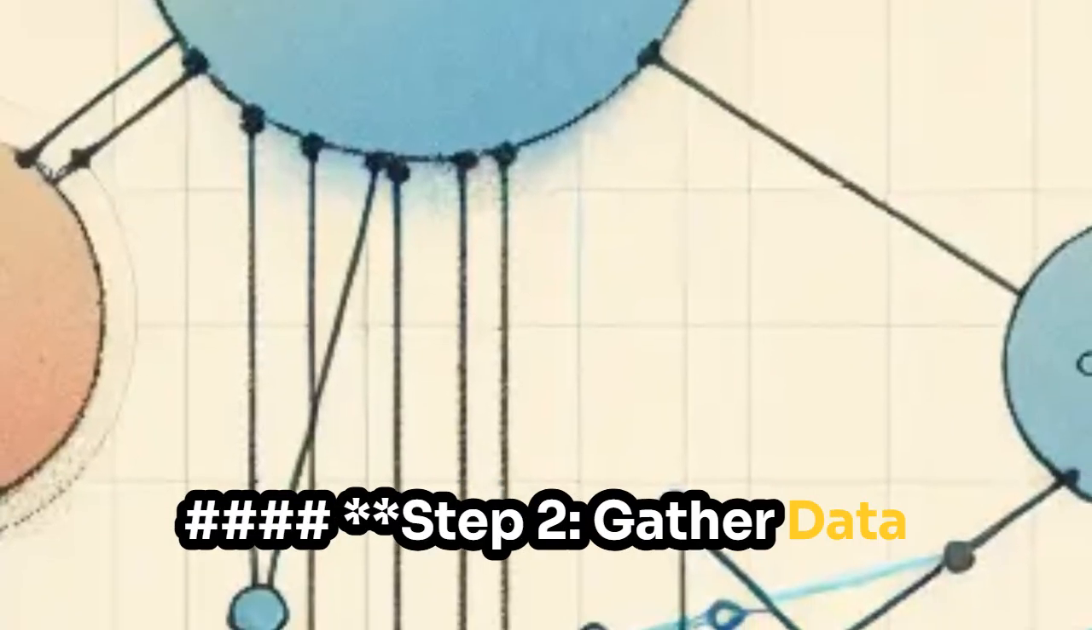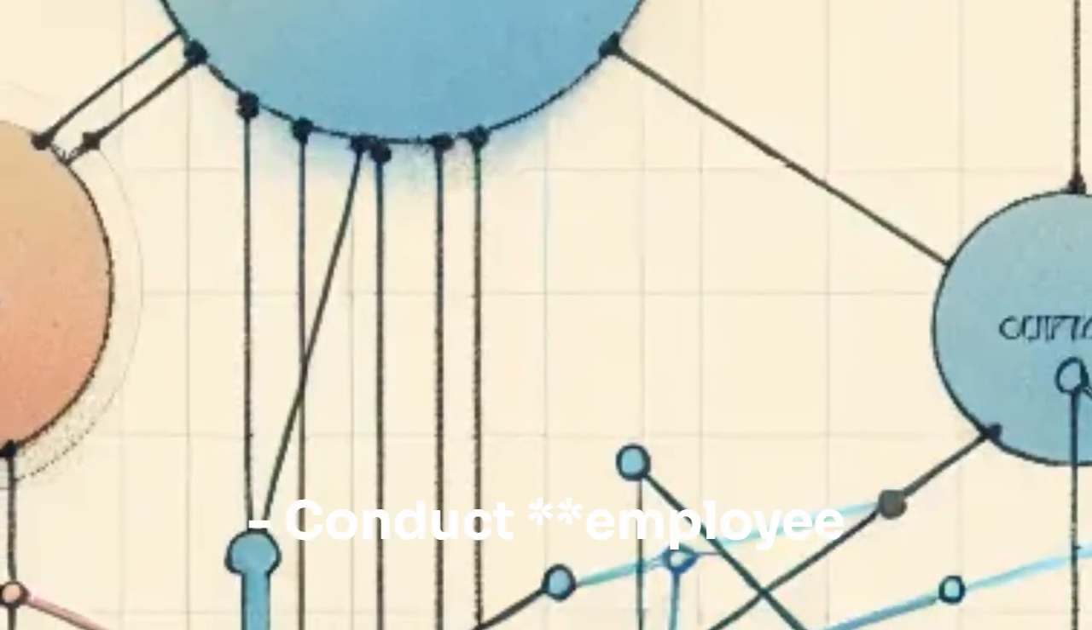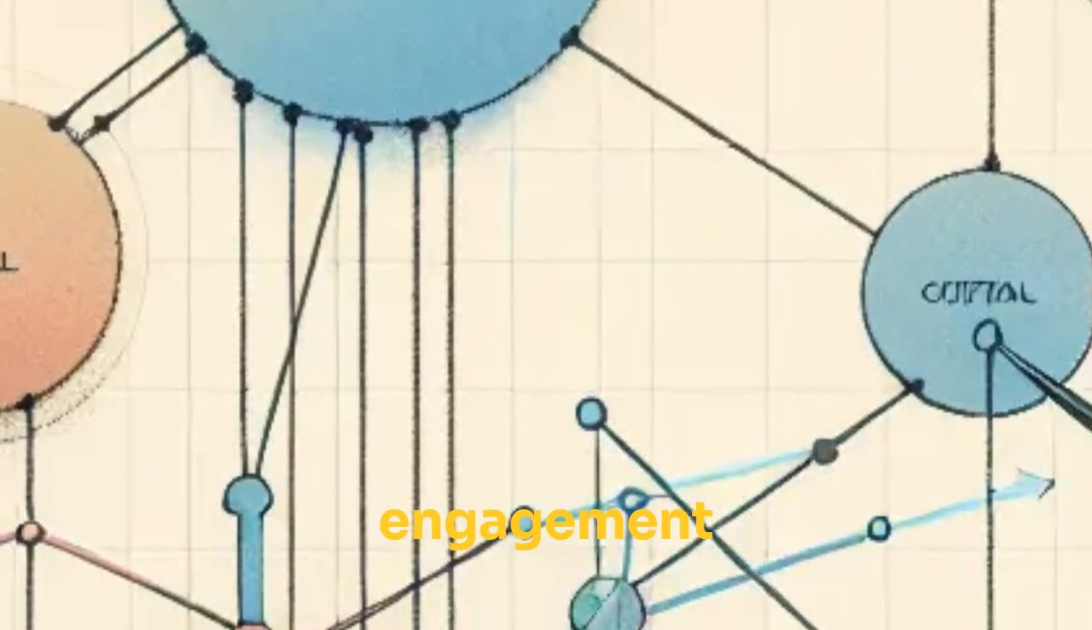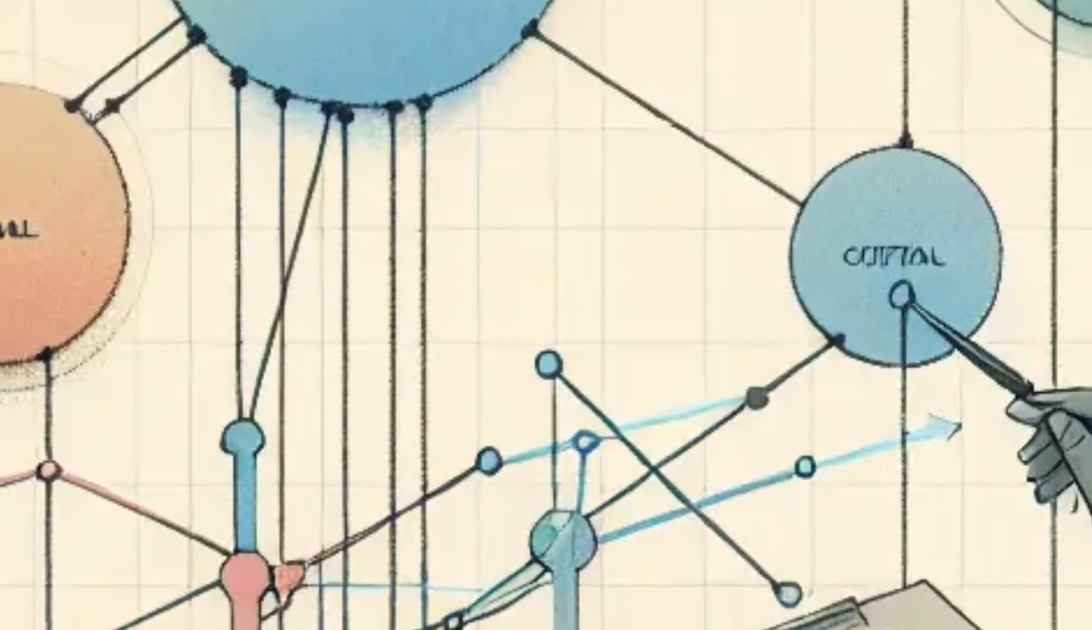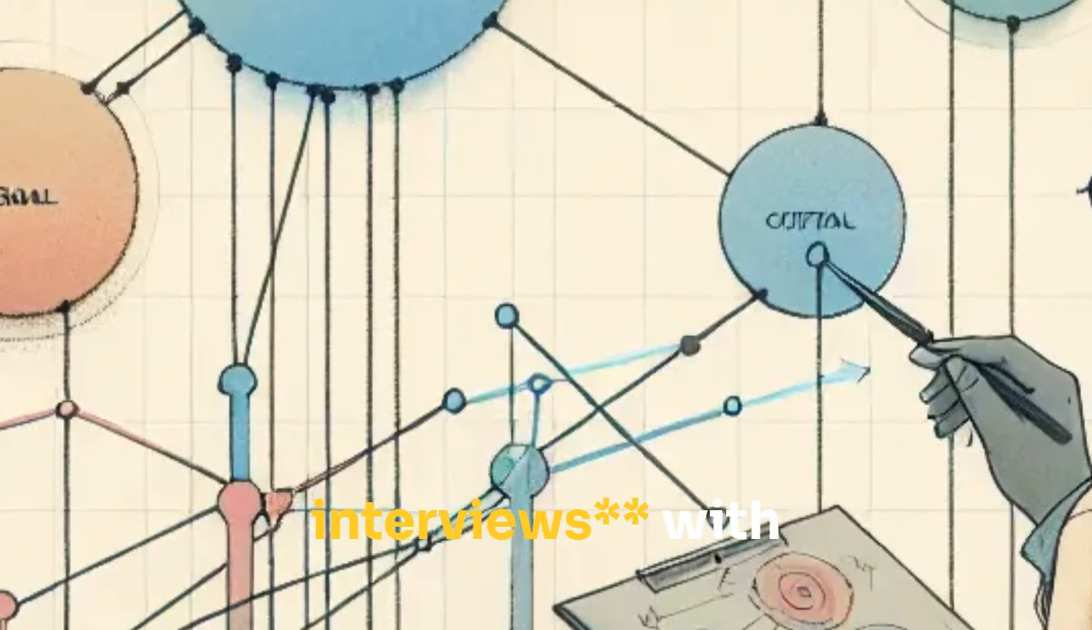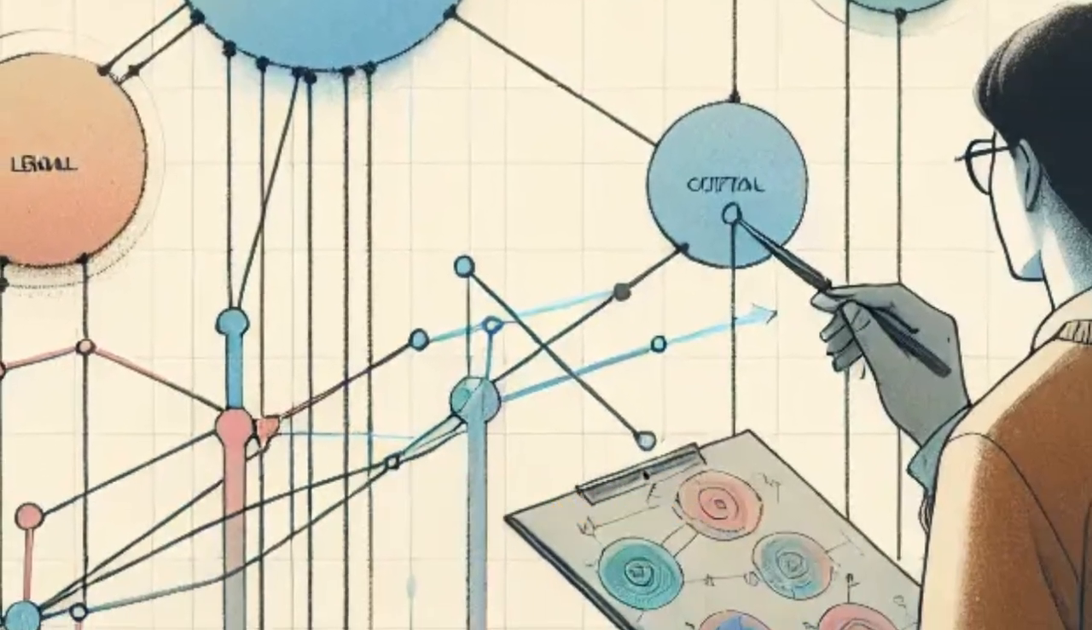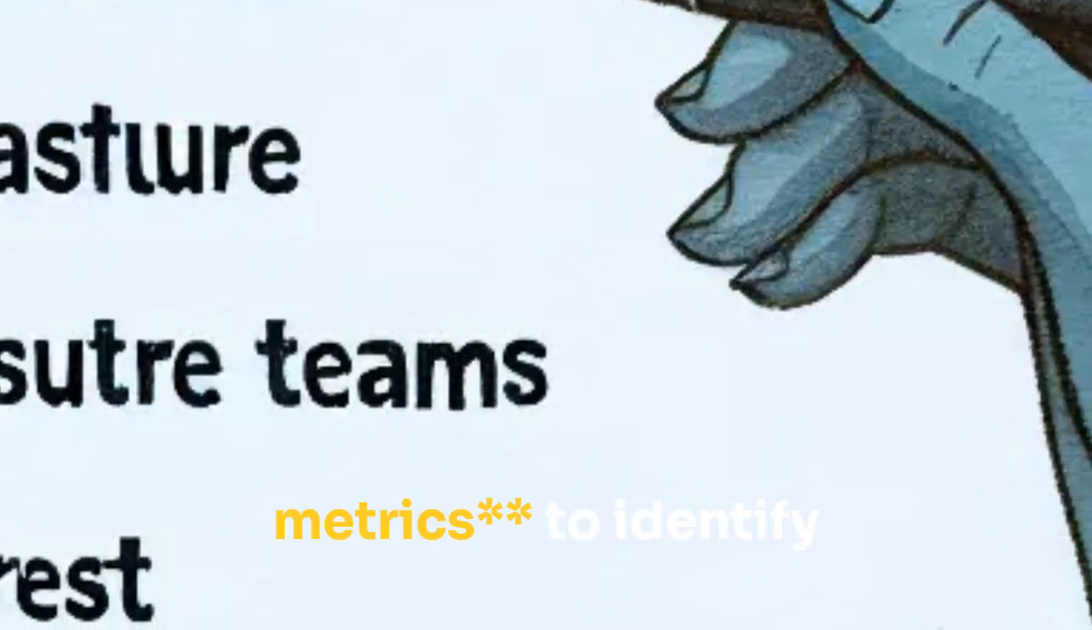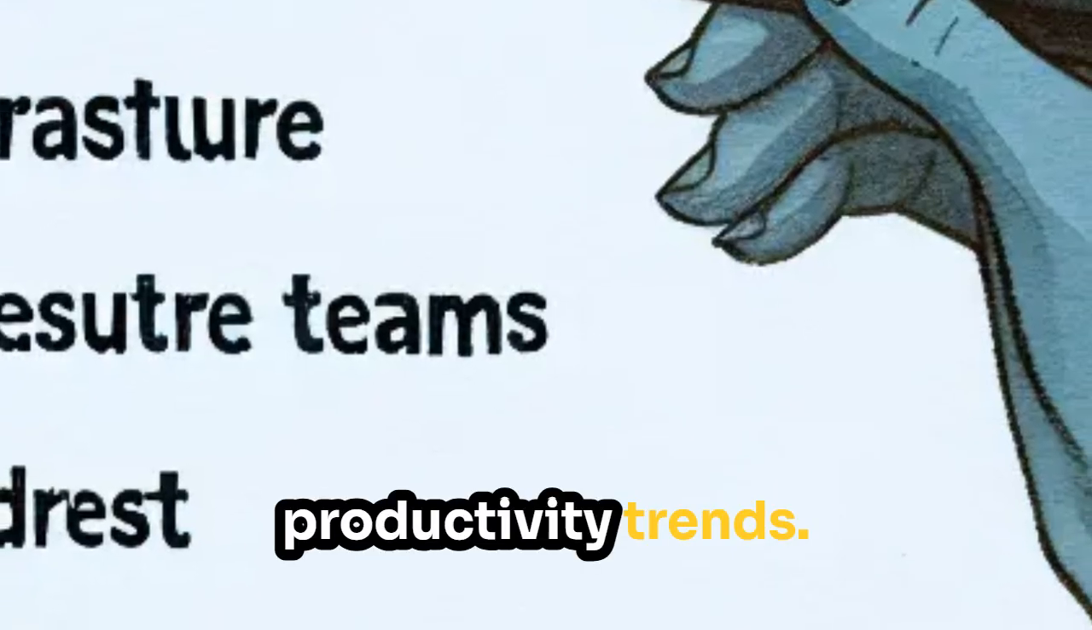Step 2. Gather data from multiple sources. Conduct employee surveys to measure engagement and satisfaction. Hold one-on-one interviews with leadership and team members. Analyze performance metrics to identify productivity trends.